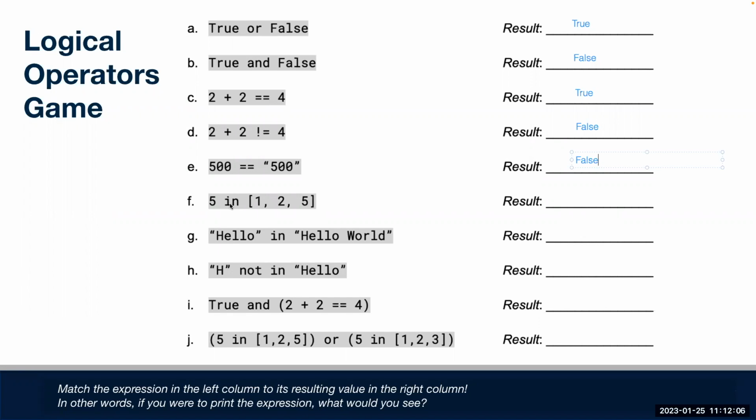We'll deal with lists in so much more detail next week. Basically, the list is denoted by these square brackets and comma separated items. And so inclusion here, the number 5 is included in this list, 1, 2, and 5. So this is true. All right, G. Volunteer? It's true because hello is in the phrase hello.